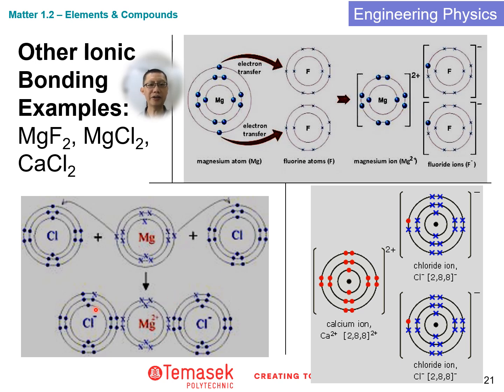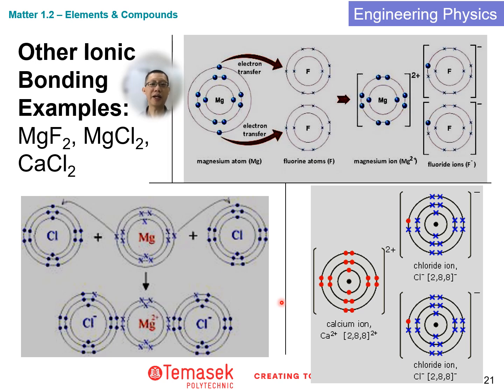Each chlorine atom gains 1 electron, becoming a Cl- ion. So we end up with a Mg2+ ion and 2 Cl- ions in magnesium chloride. These ions are held together by strong electrostatic forces of attraction, resulting in a stable ionic compound, MgCl2.